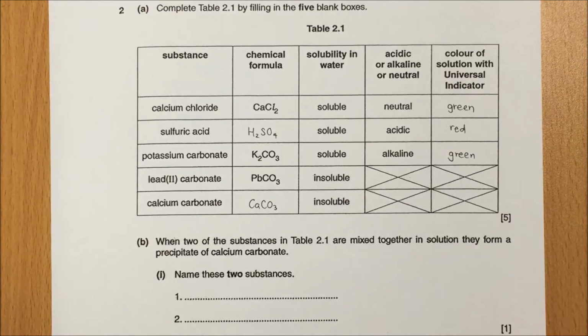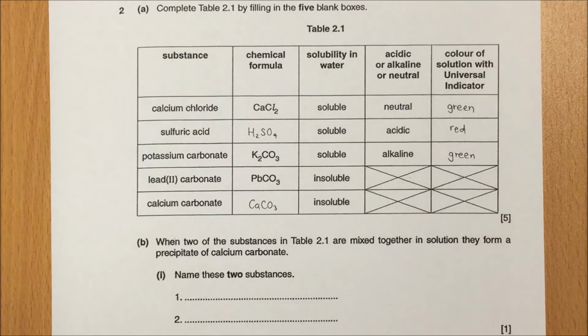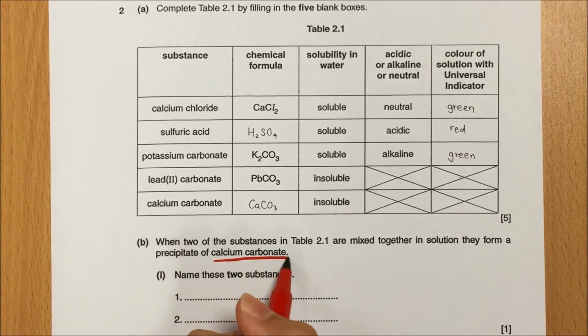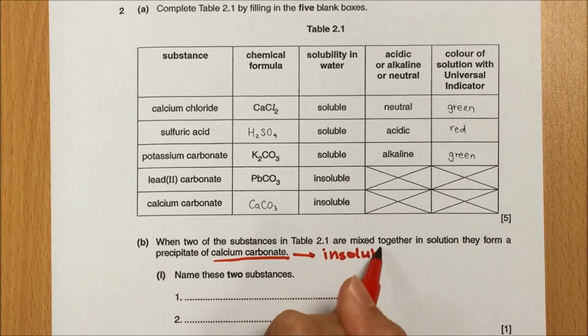In order to find out the two substances which mix together in solution to form a precipitate of calcium carbonate, we have to first check if calcium carbonate is soluble. You should recall the solubility table and remember that all carbonates are insoluble except sodium, potassium, and ammonium salts. Hence, calcium carbonate is insoluble.